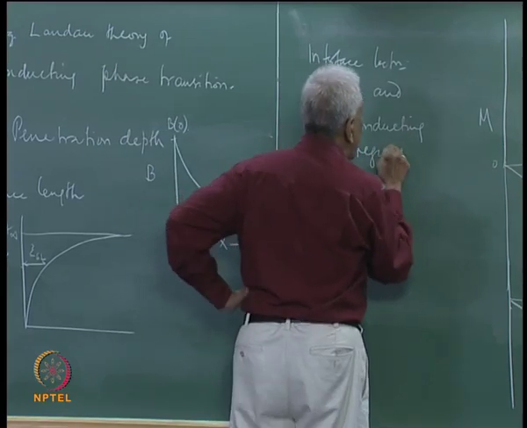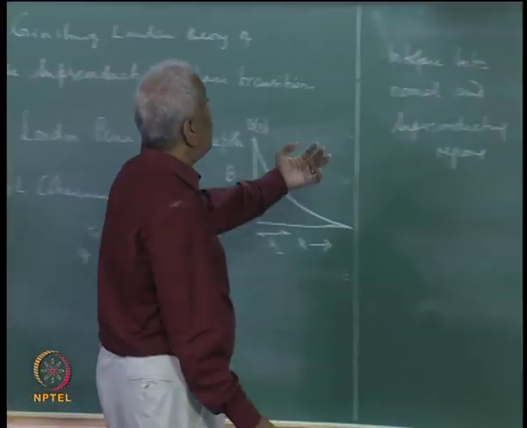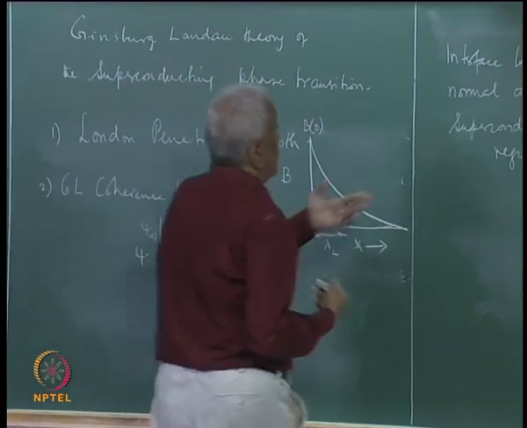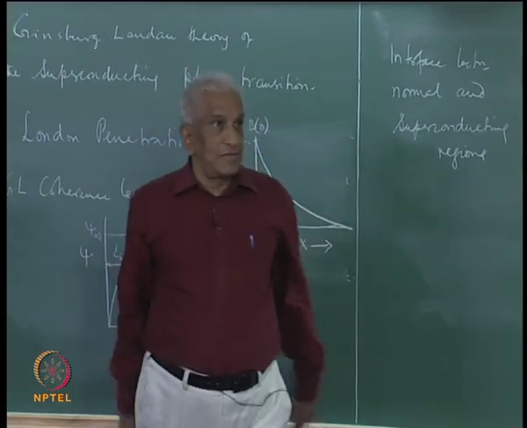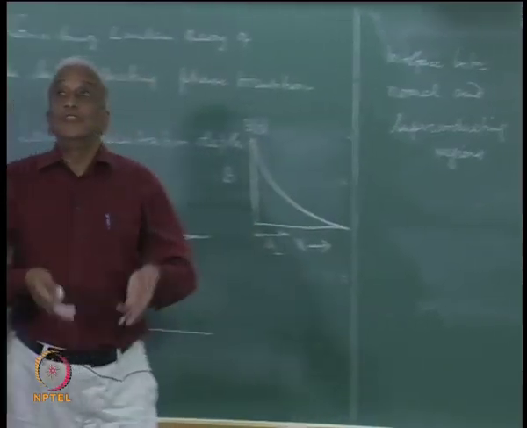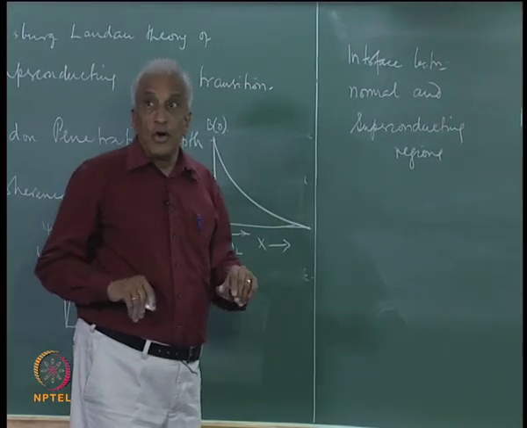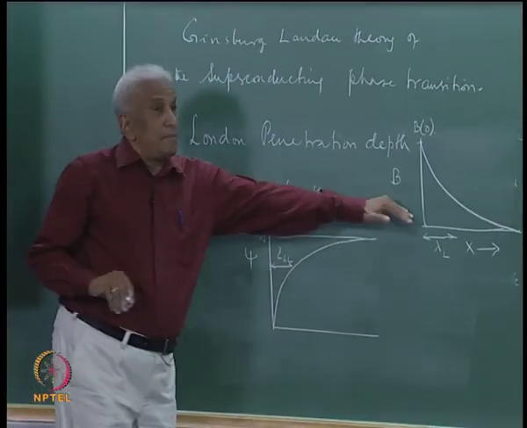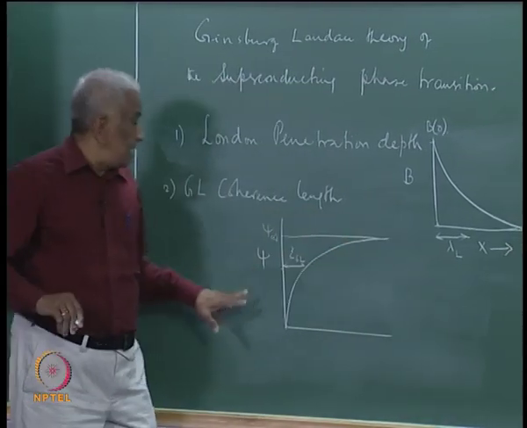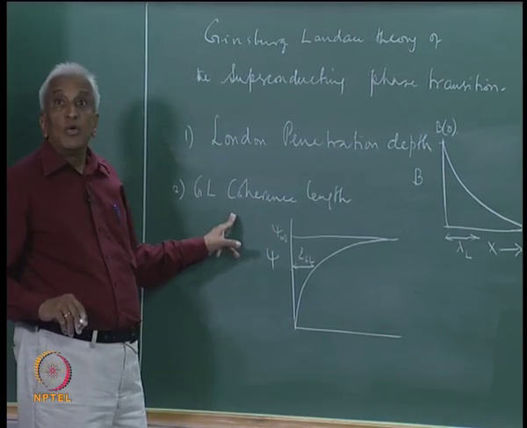A mixed state of this kind will be possible only if it is energetically favorable to produce such interfaces where the normal and superconducting regions are separated by a surface. This is possible thermodynamically only if the free energy is lowered in effect by the creation of such an interface. So, essentially we saw that the free energy balance is determined by the two length scales lambda L and psi G L, the London penetration depth and the Ginsburg Landau coherence length.